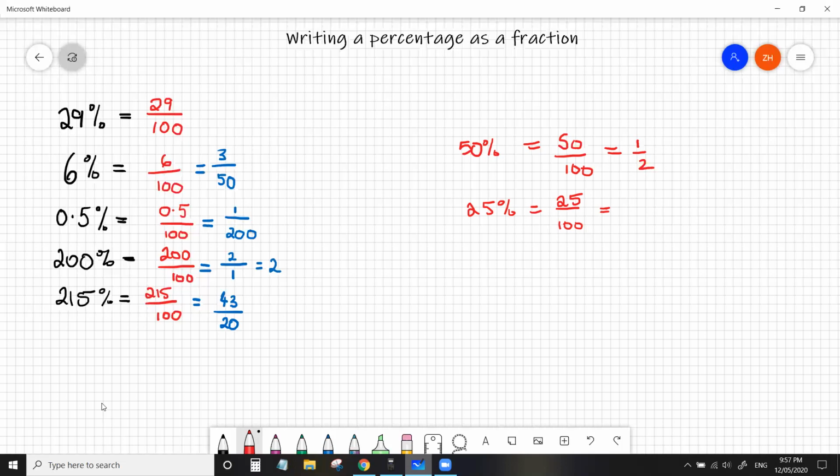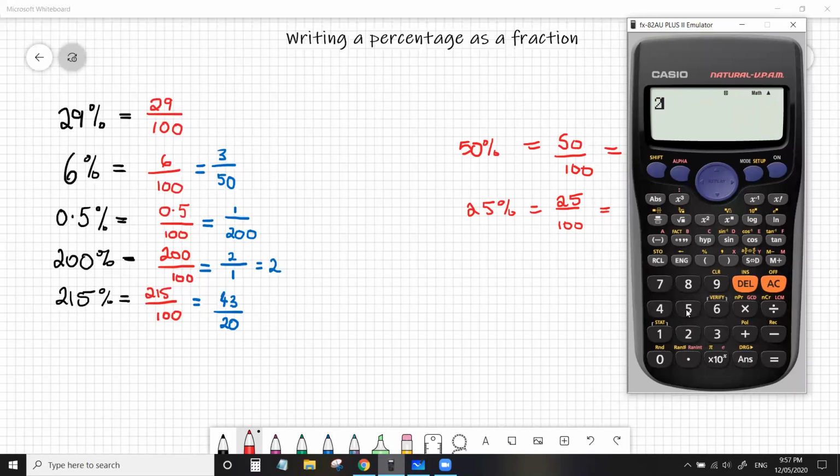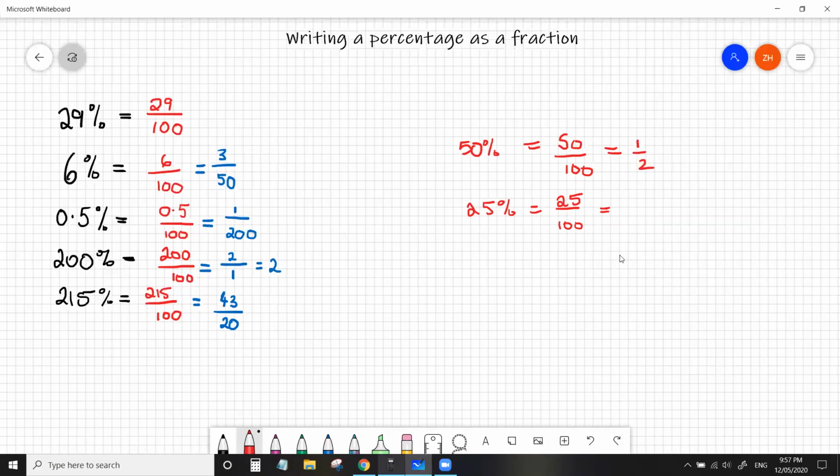And let's use the calculator again. We can see 25 over 100 is equivalent to the fraction 1/4. So that's another one that's nice to remember because it's quite important as well. There's two more that I'd like you to try and remember. 75% or 75 over 100. That's like 1/2 plus 1/4 because we've got 50 plus 25 makes 75. So that's actually going to be 3/4. You can check that on your calculator if you like.